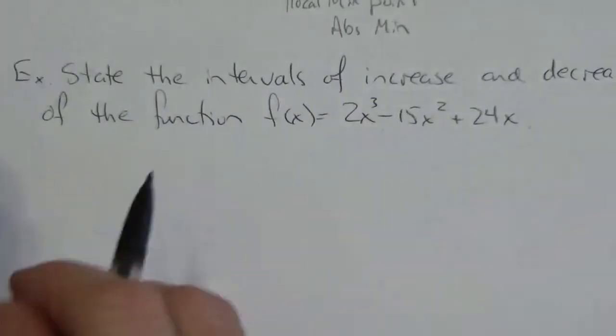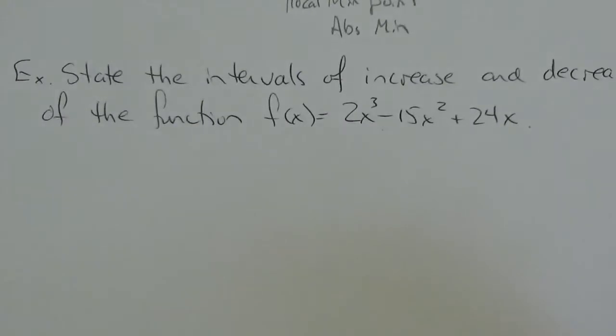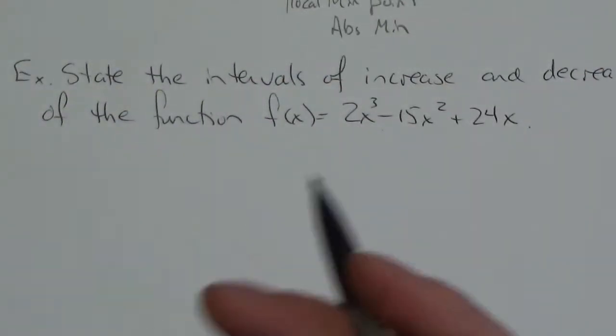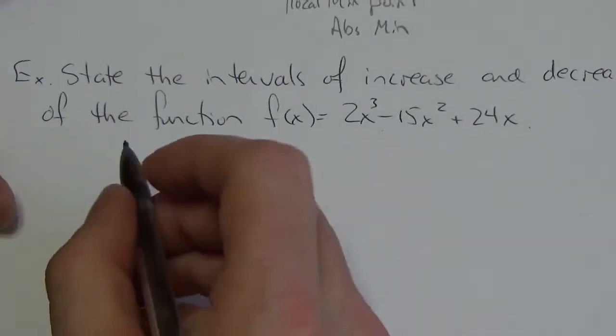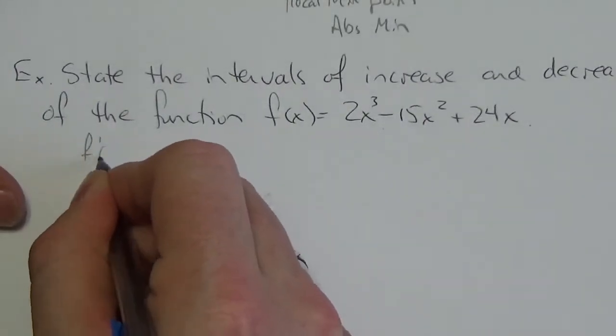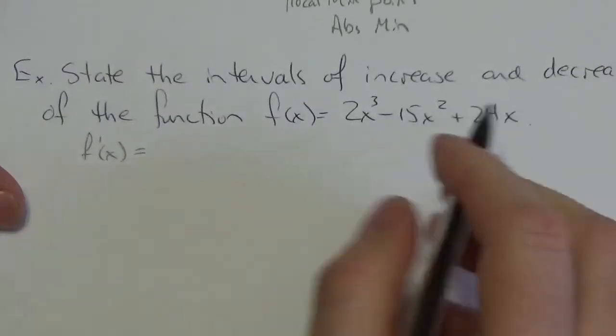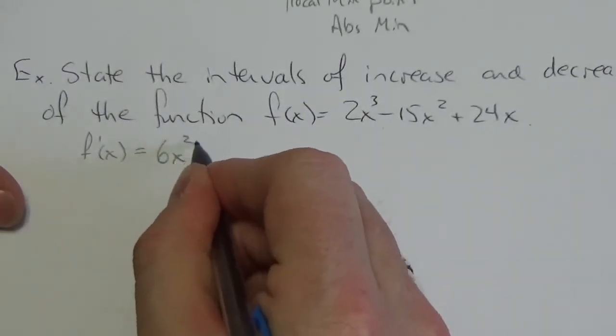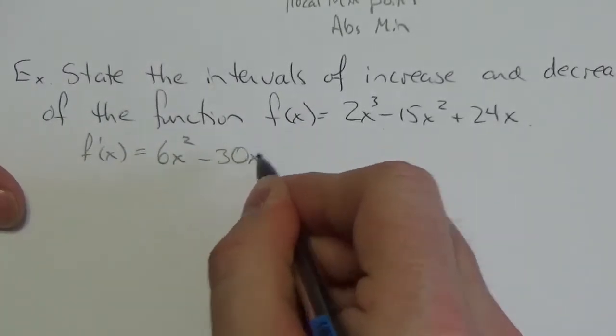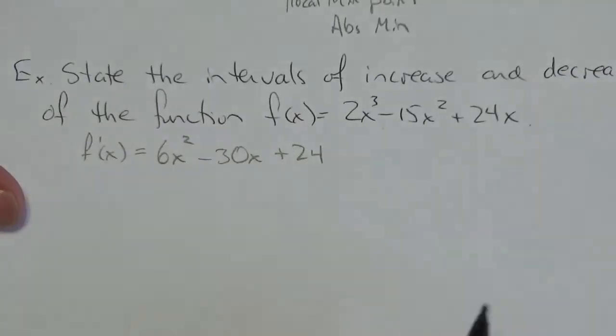And once again, if I had the ability to come up with an infinite table of values, this would be really straightforward, but I don't. That's impossible. So I'm going to use my little cheat here. I'm going to use the derivative. So the derivative is going to be 6x squared minus 30x plus 24.